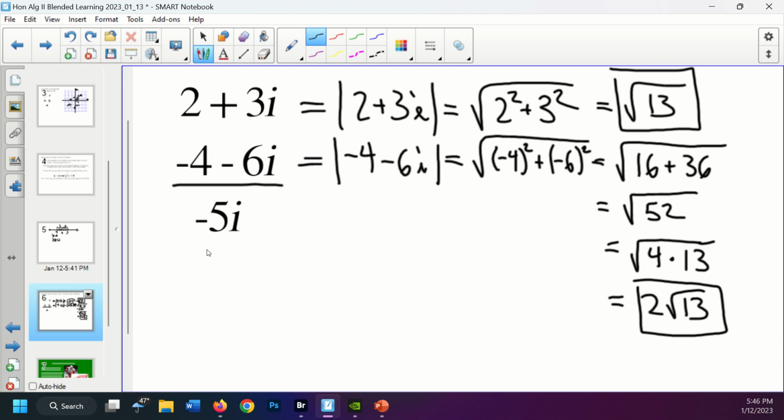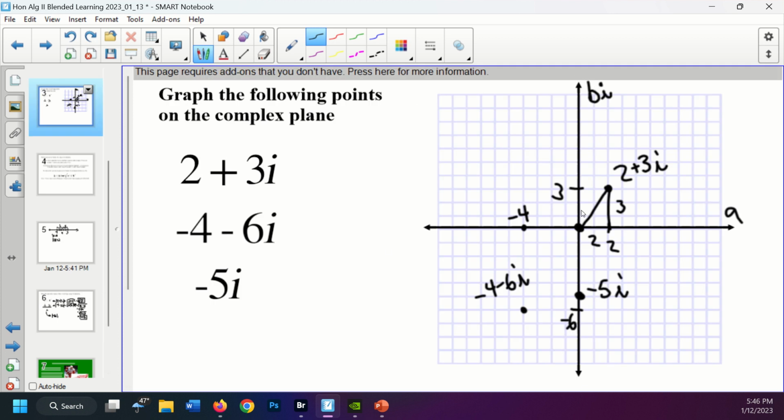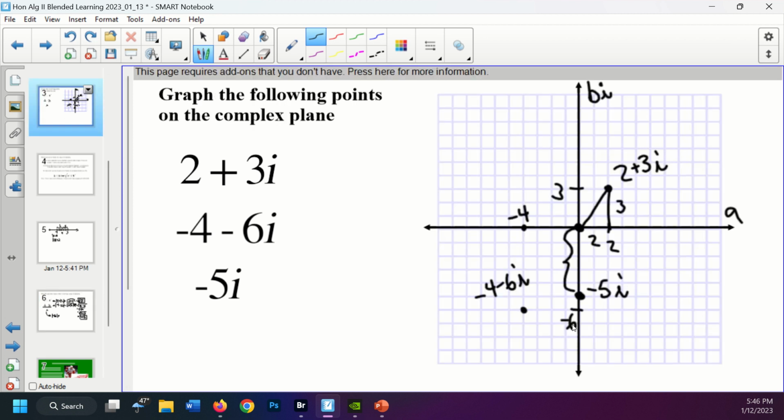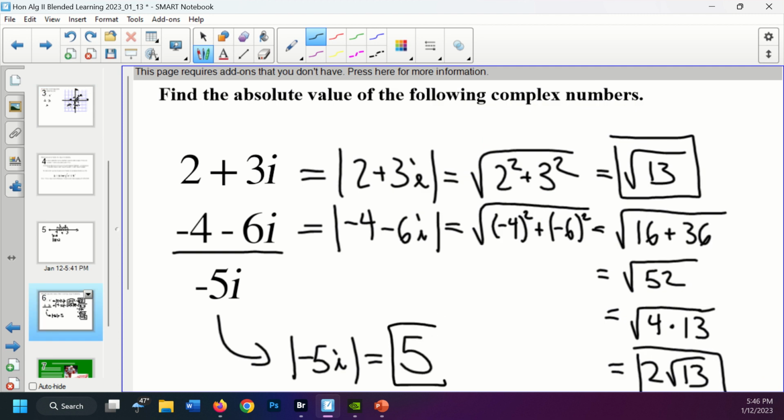Now, the absolute value of negative 5i. Well, since this doesn't have a real part, and it's just a pure imaginary number, we know that it's going to be on our bi axis. It's just this distance right there. I don't need to do all that work, even though it would work. You could still put in a 0 for the a part, and then you would put negative 5 for the b part, and it would still work. But we know just by looking at what we graphed, and we're going to take the shortcut, that distance is 5 units. Put a box around that.